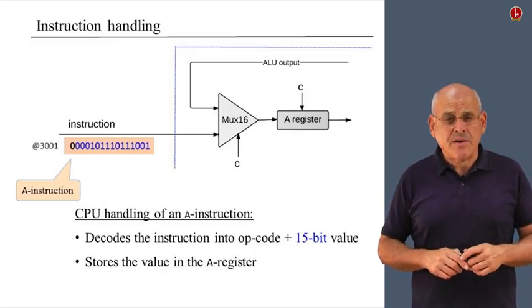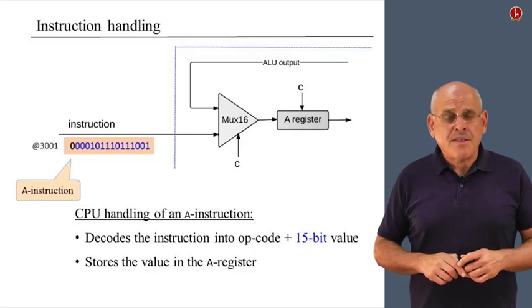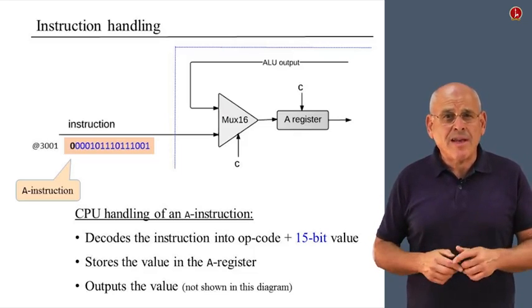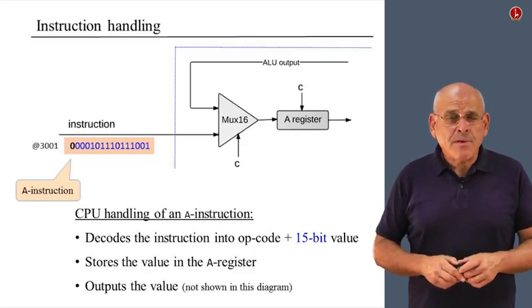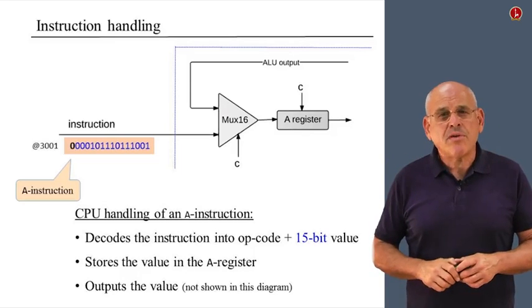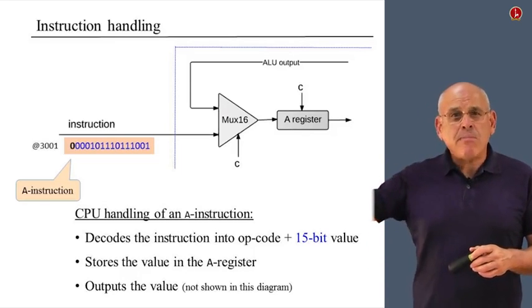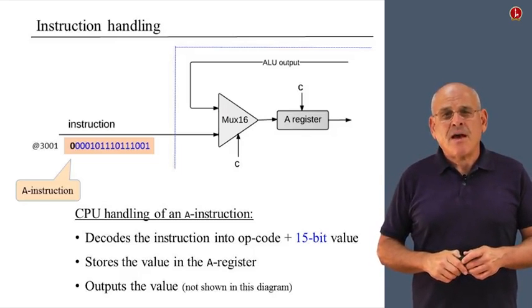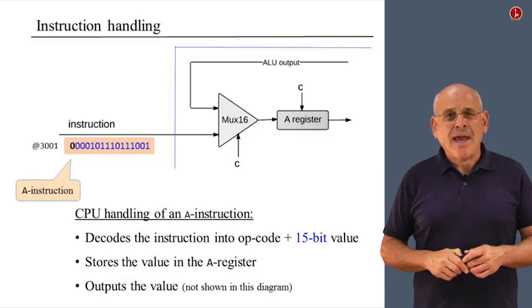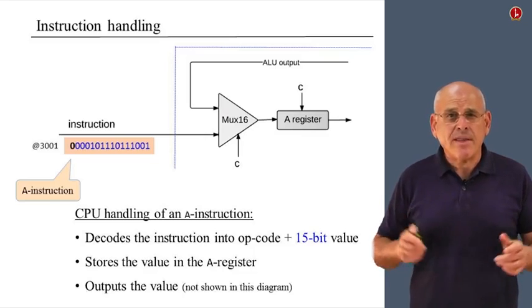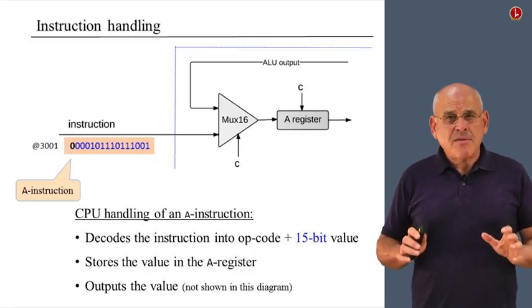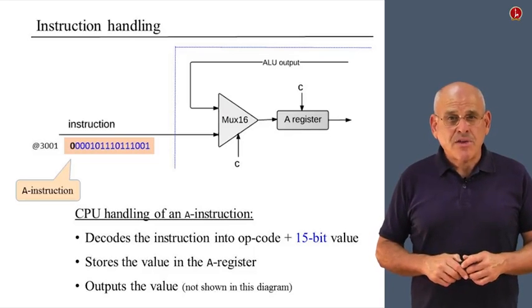and into the register. Another thing that the CPU does, and we cannot see it in this diagram in order to avoid clutter, but this is something very simple. It takes the output of the A register and emits it outside the CPU via the output, which we called, I think, address M or M address. You can look it up in the overall architecture of the computer. So this is how the CPU handles an A instruction.